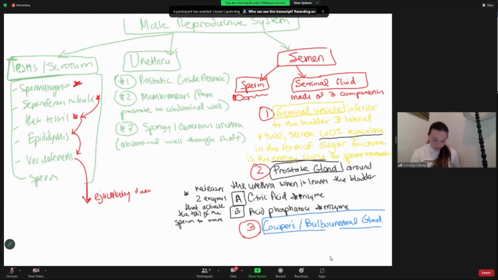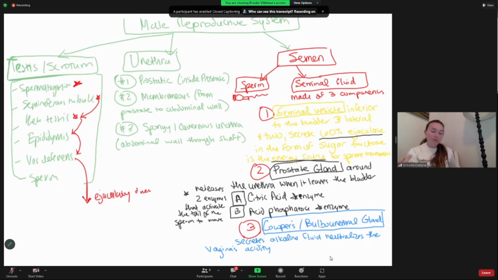So the Cowper's or bulbourethral gland releases alkaline fluid, okay? The alkaline fluid neutralizes the vagina's acidity. The vagina is naturally acidic. It's why the vagina is self-cleaning and doesn't require soaps to keep it clean, because it has an acidic environment. So what happens is the gland will release this alkaline fluid to make it neutralized.